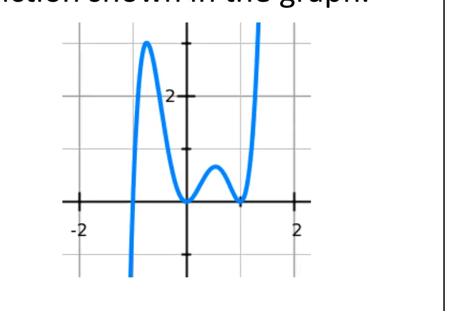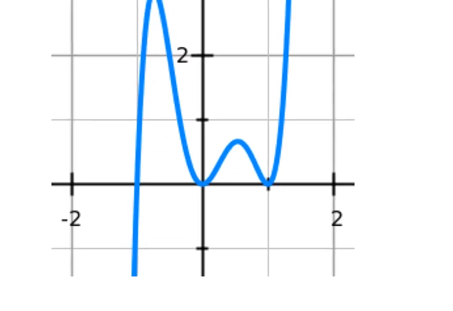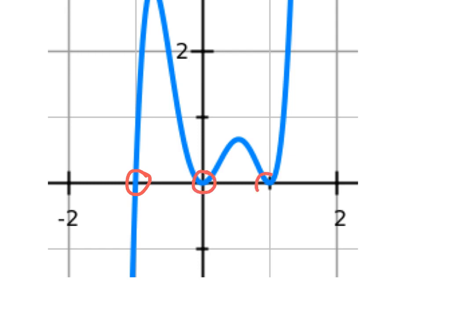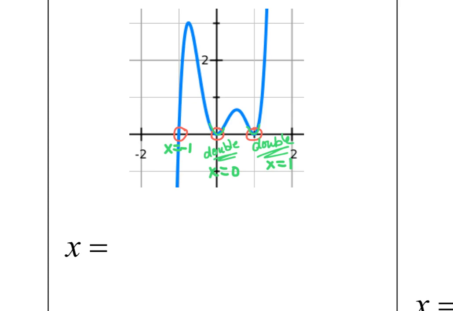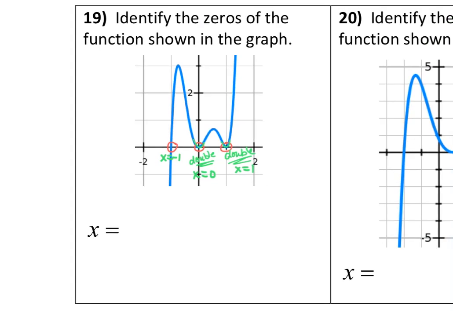In number 19, I see 3 places where there are x-intercepts, here, here, and here. But remember that this one and this one, because they bounce, are double roots. So this is a double root, multiplicity of 2. And this is a double root, multiplicity of 2. And so count those twice. So here's x is negative 1, x is 0, and x is positive 1, and you're going to write the double roots twice. So what are all the zeros of this function? Negative 1, 0, 0, positive 1, and positive 1.